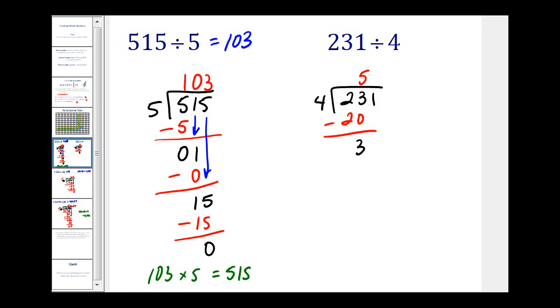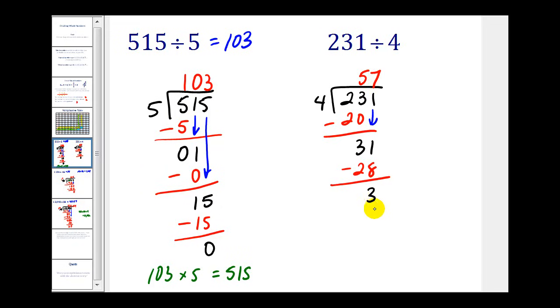Now we bring down the next digit, which is the last digit, which creates the number 31. And now we ask that same question. How many 4's are there in 31? Well, 4 times 7 would be 28. 4 times 8 would be 32, which is too big. So let's use the 7. 7 times 4, again, is 28. Now we subtract. 31 minus 28 would be 3, which again is less than 4, so the 7 is correct.